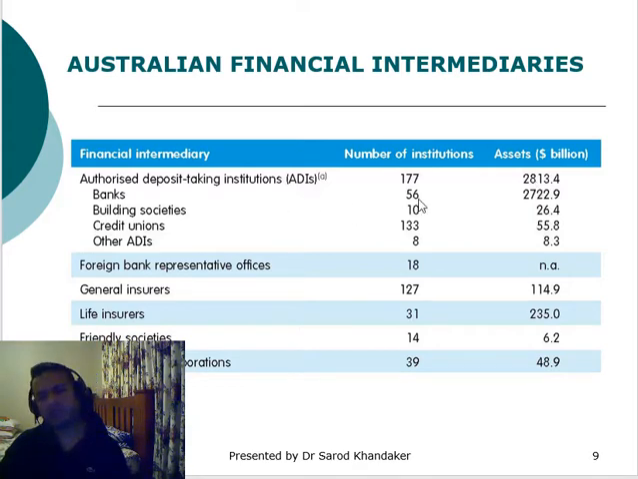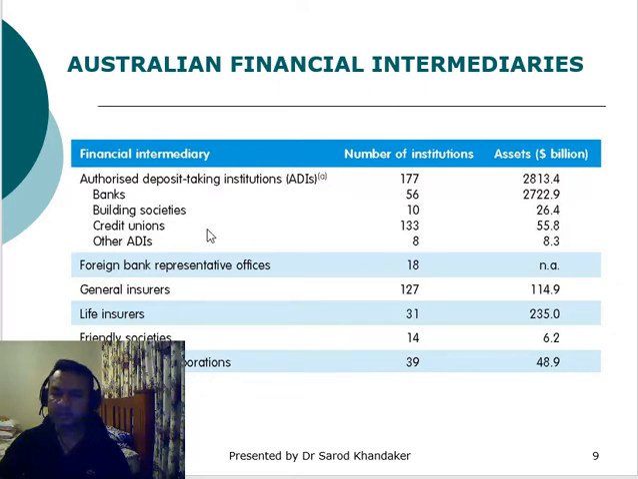However, if you look at the banks, there are about 56 banks, and their asset size is $2,722.9 billion. If you look further, you'll find there are 4 big banks in Australia: the Commonwealth Bank, the National Australia Bank, Westpac, and ANZ. These 4 big banks' total asset size is more than $2.75 trillion, so they represent more than 90% of the total asset size of the banks.